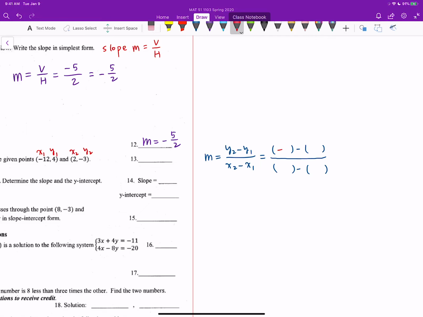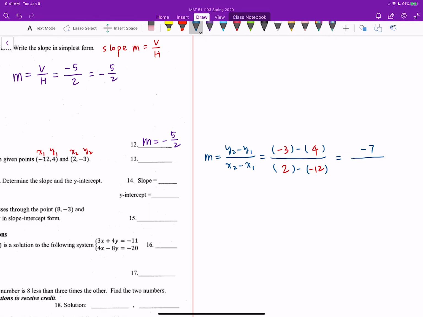y2 is negative 3, y1 is positive 4, x2 is 2, x1 is negative 12. So notice that when you have negative numbers that you have to insert, especially if it's in the second position, you will have 2 negative signs in the expression. So it's very important that if you use the grouping symbol, it's very easy to see there are 2 negative signs. Now let's calculate. On the top, negative 3 minus 4, that's negative 7.